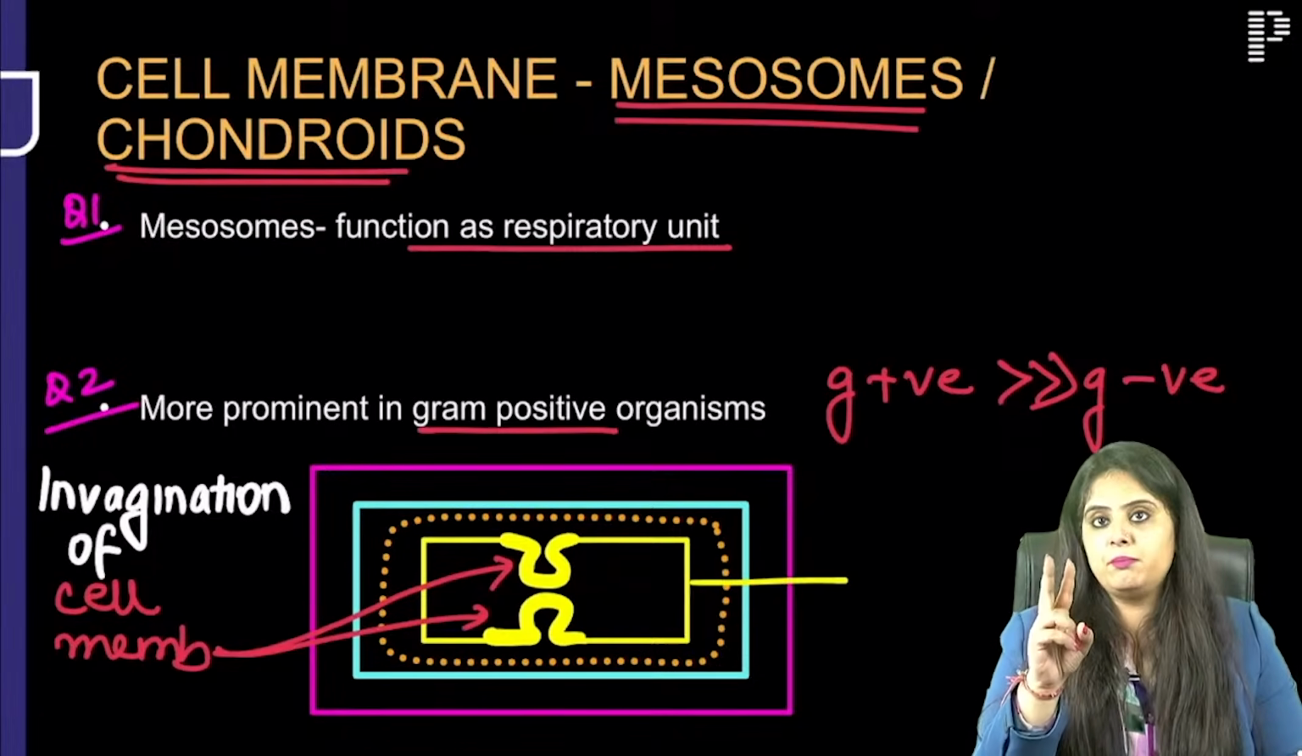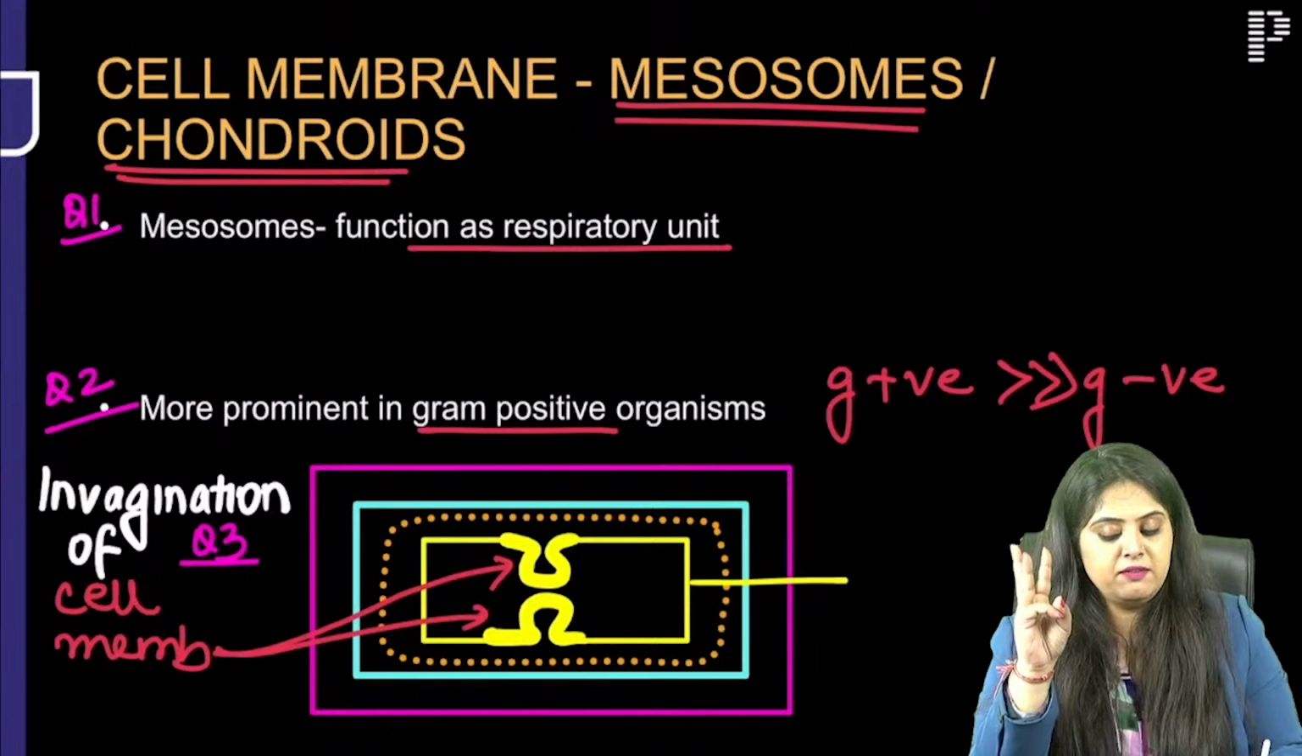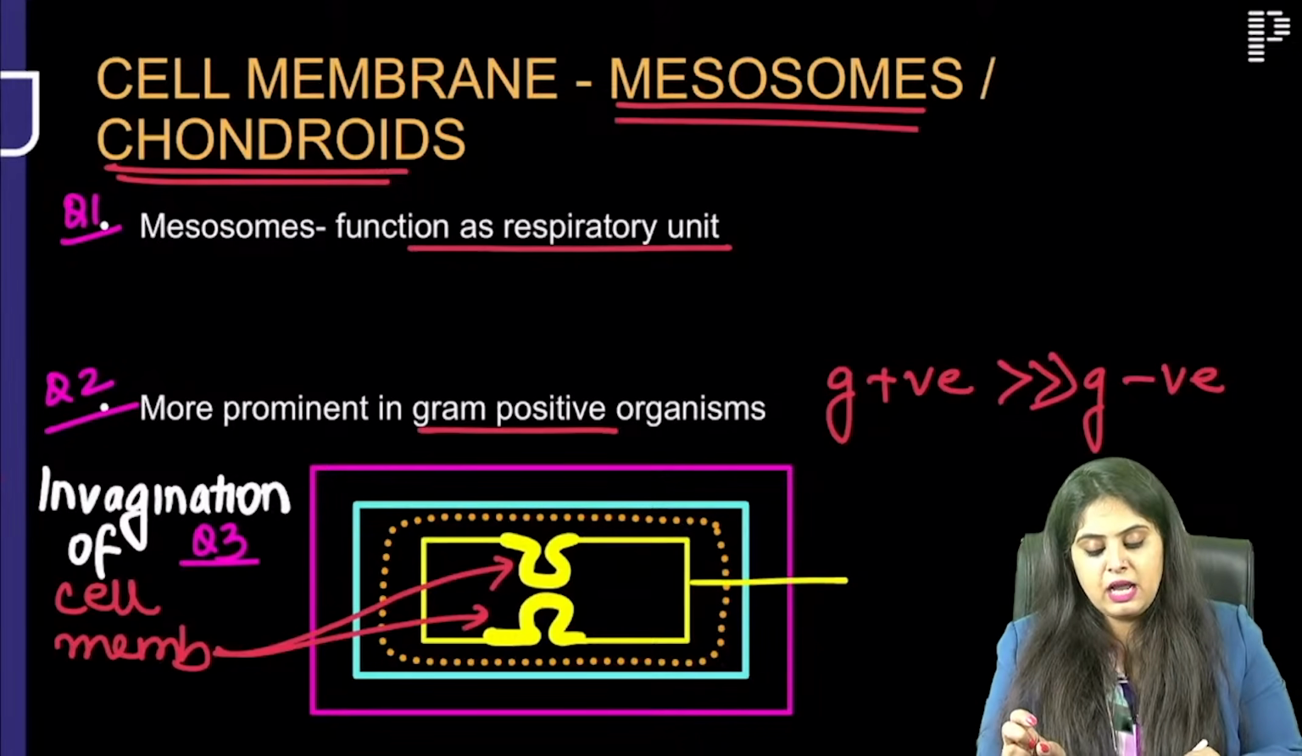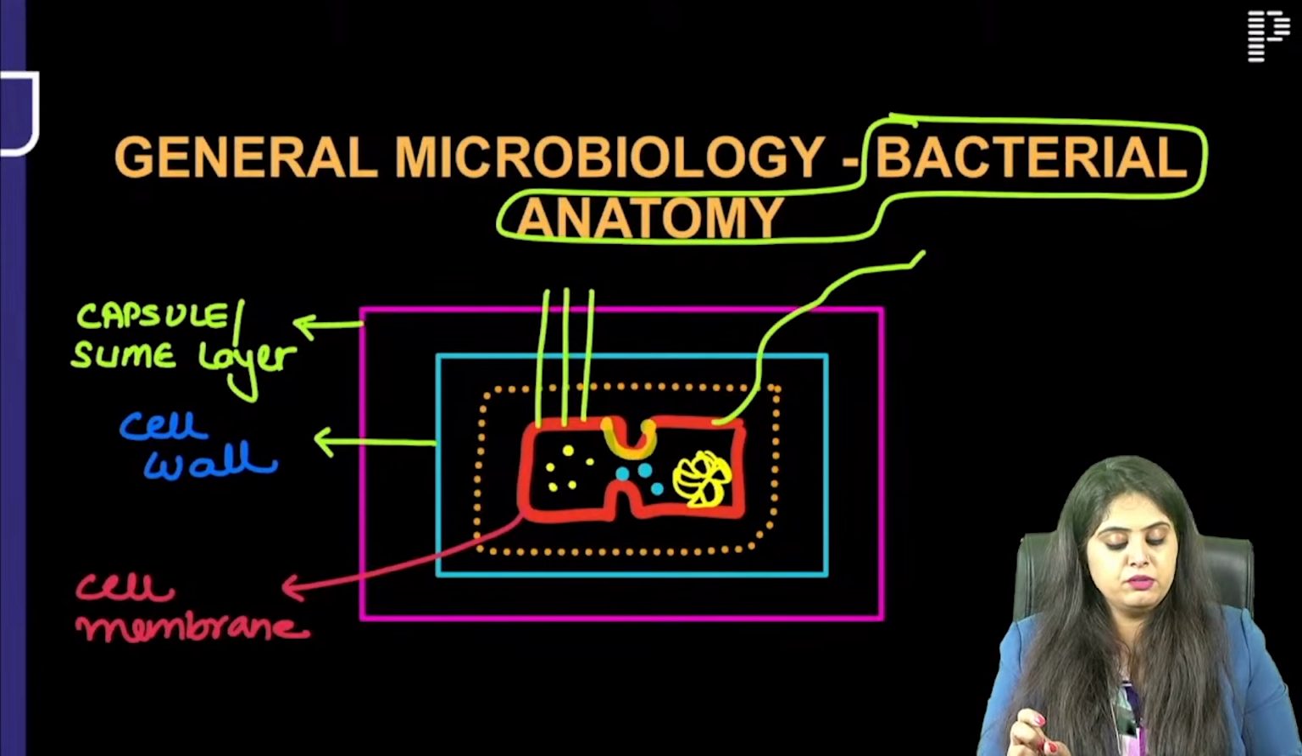Yes, but more in gram positive. And it is formed because of the invagination of the cell membrane. Are we okay with mesosome? All three questions. Now let me go. I'll keep going back to that diagram again and again. Cell membrane is done, mesosome is done.